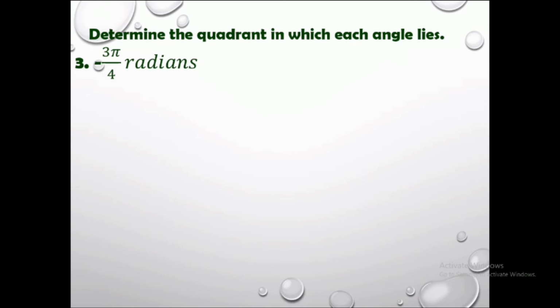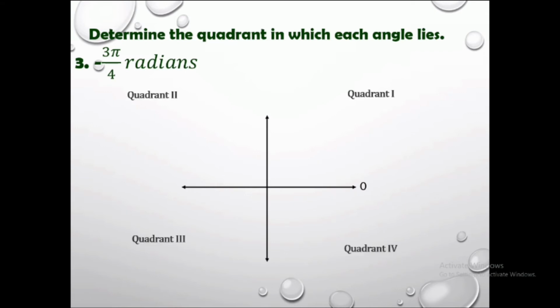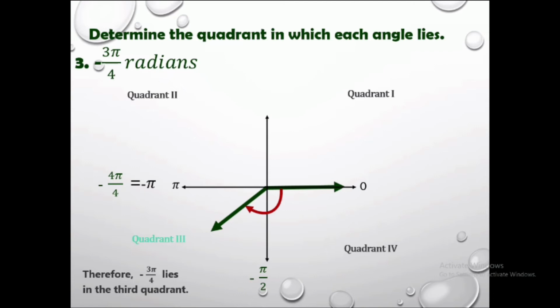Third example, negative 3 pi over 4 radians. The angle in radian is negative. The movement of the terminal side from the initial side is in the clockwise direction. The equivalent fraction of negative pi is negative 4 pi over 4. Ang negative 3/4 pi radians is between negative 1/2 pi radians and negative pi. Therefore, the negative 3 pi over 4 lies in the third quadrant.